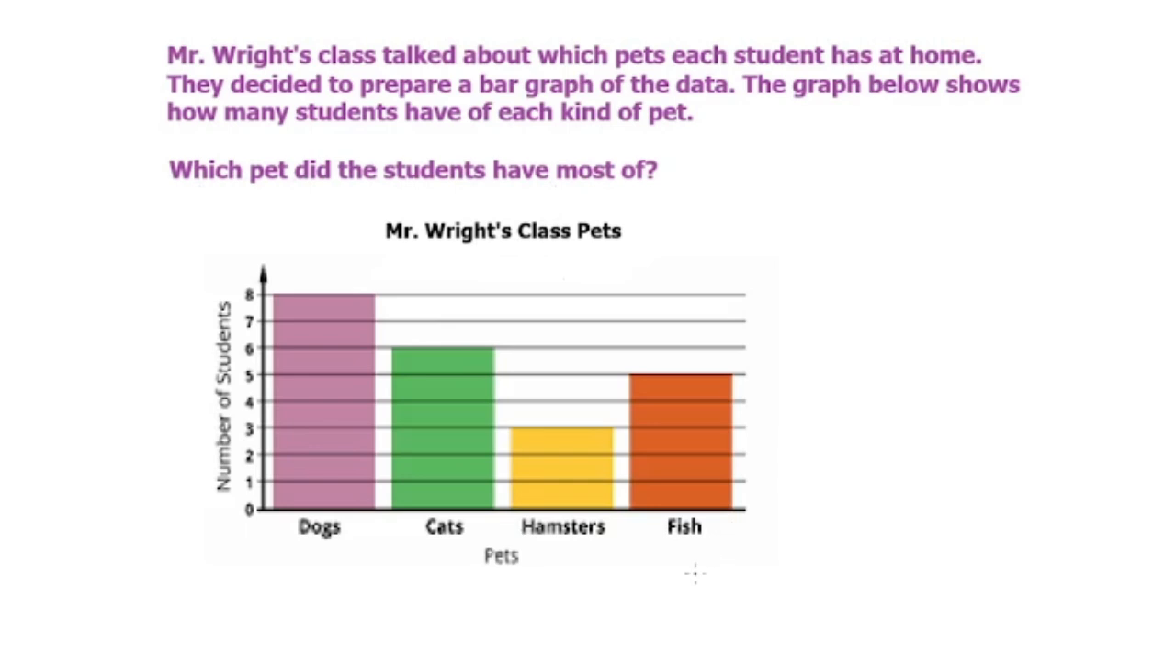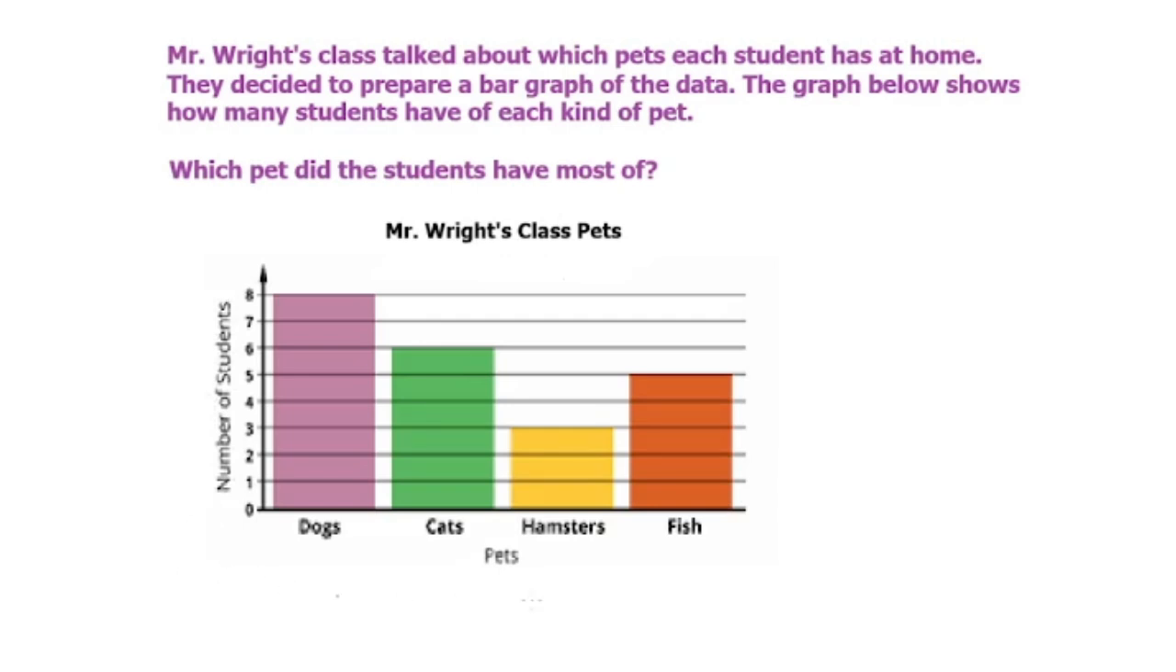So you just have to get used to reading these graphs. So down here, it shows the kinds of pets. So this is labeled pets down here. So there's dogs, cats, hamsters, and fish. And then over here is the measurement of the number of students that had each kind of animal.